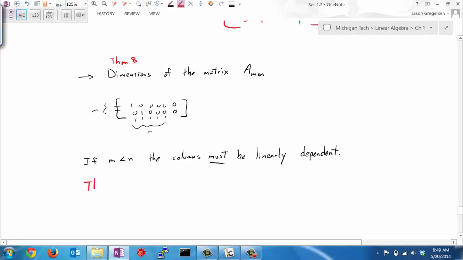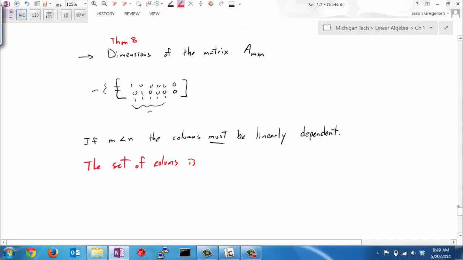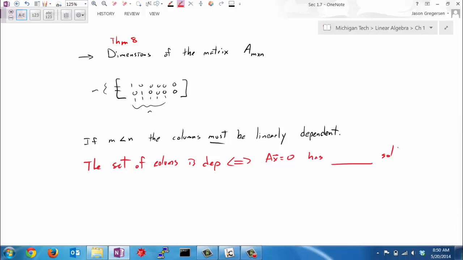So if M is less than N, the columns must be linearly dependent. This means the set of vectors, or a set of columns, is linearly dependent. Which is the same thing as saying that AX equals 0 has what kind of solutions? Just trivial or non-trivial? So if M is less than N, we have linearly dependent column vectors. That tells us that AX equals 0 has what kind of solutions?